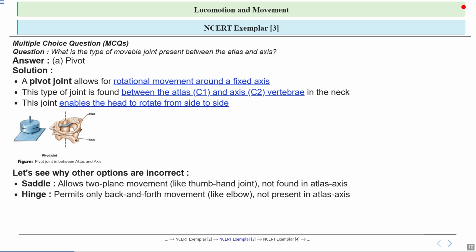Talking about the hinge joint, it is like the elbow, which allows only back and forth movement, making it suitable for actions such as bending and straightening.